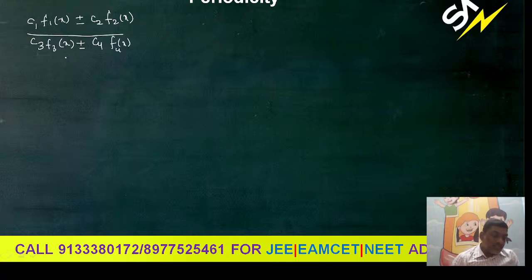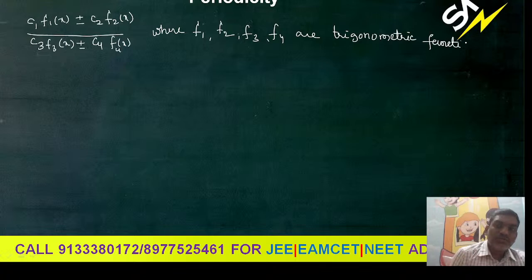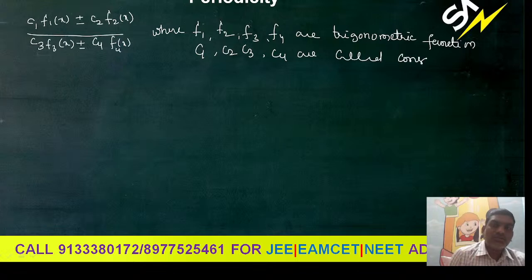Then what is the period of this function? Once I tell you what f1, f2, f3, f4 are here: f1, f2, f3 and f4 are called trigonometric functions, and c1, c2, c3, c4 are called constants, right?